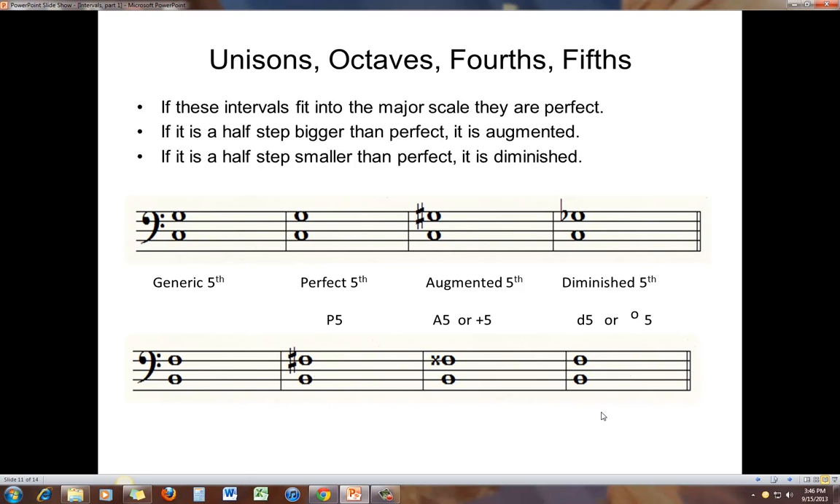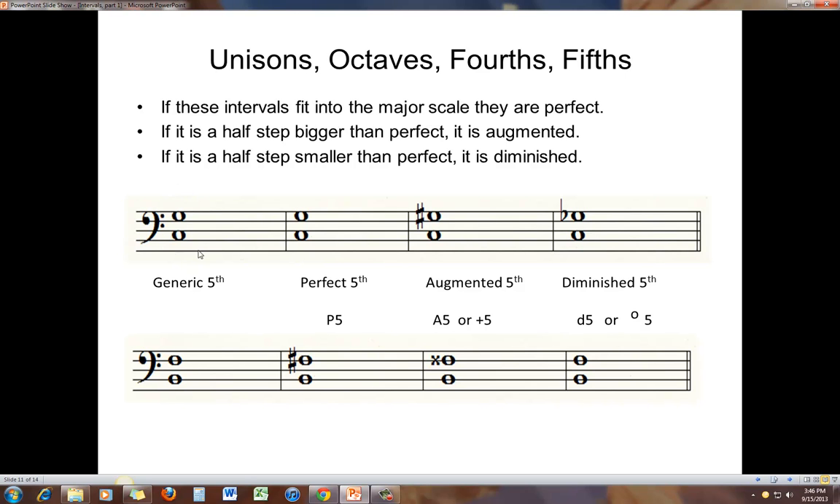For unisons, octaves, fourths, and fifths, we've already discussed that you can be perfect, augmented, or diminished. If the interval fits into the major scale, it is a perfect interval. If it's a half step bigger than perfect, it's augmented. If it's a half step smaller than perfect, it's diminished.